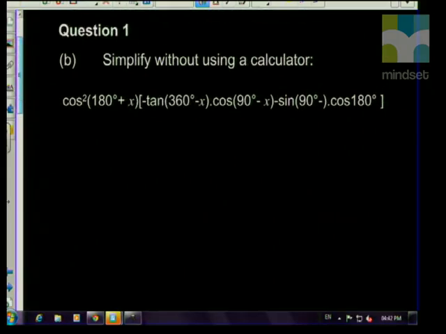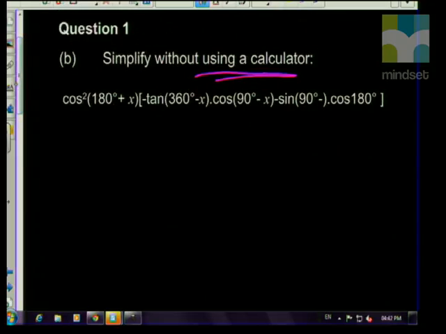right? The question says, simplify without the use of a calculator. Now, we're looking at this question. You've got your cos squared 180 degrees plus x. Now, you must remember your Cartesian plane.